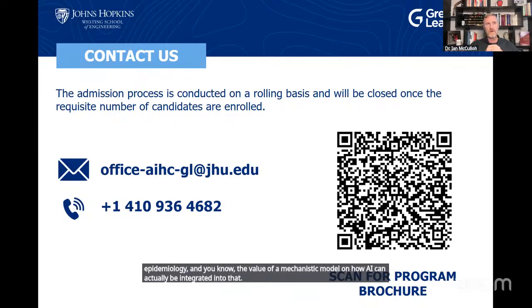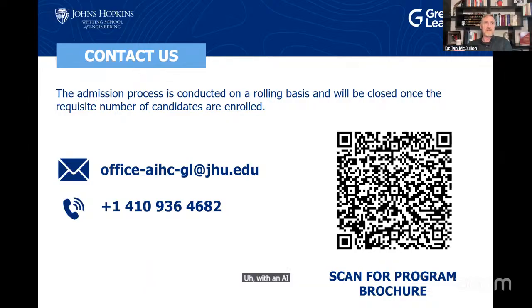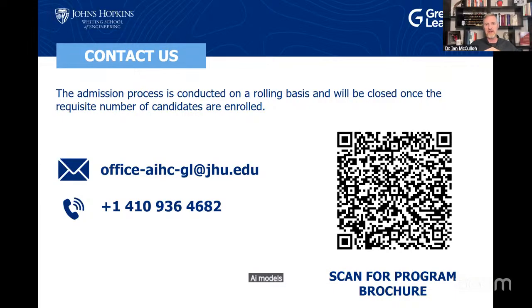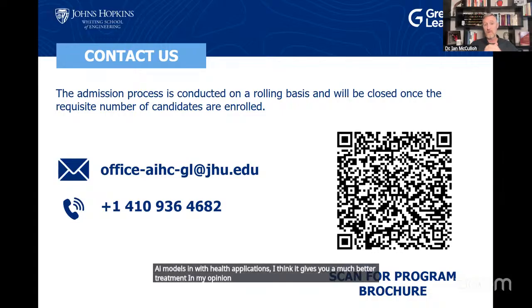What you also find is a lot of people with an AI background almost come naively into healthcare without understanding mechanistic models or the way diseases propagate, or they don't have a good understanding of what the right health features are to be looking at. And so I think when we add in the rigor of randomized controlled trials with AI models and health applications, it gives you a much better treatment, in my opinion, of how that works.